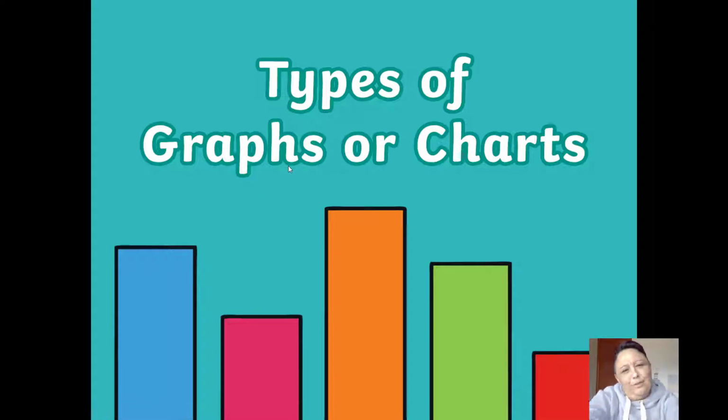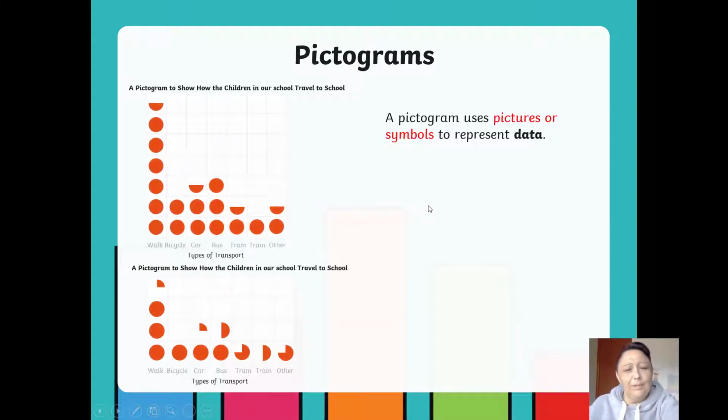In this video we're going to talk about the types of graphs and charts. Okay, what is a pictograph? Well, a pictograph uses pictures or symbols to represent data. As you can see, there are two pictographs here.